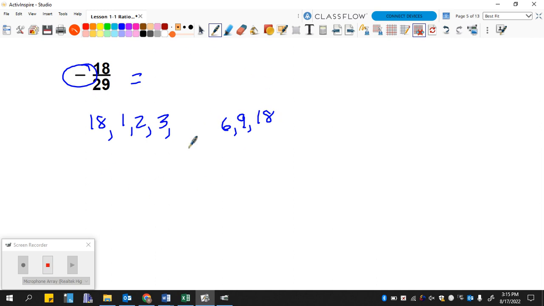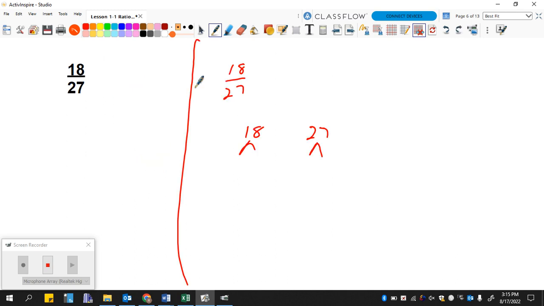Factors of 29. Factors of 29 are 1 and 29 because 29 is a prime number. So the only common factor they have is 1. So basically what we're doing is we're dividing everything by 1. And what that means is that it is already in simplest form. So we just write it as negative 18 over 29.